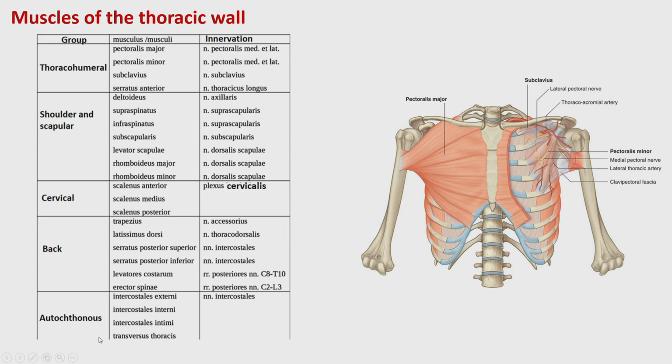And then we have the autochthonous muscles. Those are the muscles that originate and stay in the place where they originated. So they are the intercostals, external, internal, intimi, and transversus thoracis. Those are the groups of muscles that you can find in the thoracic wall.